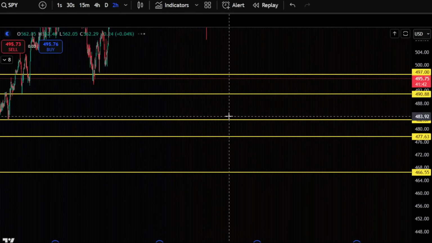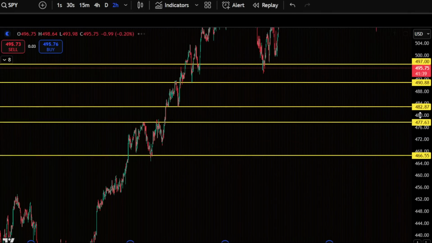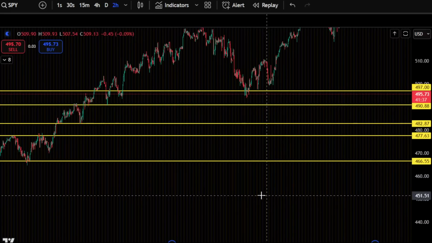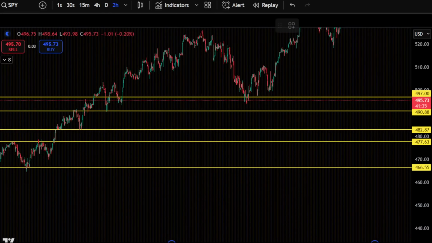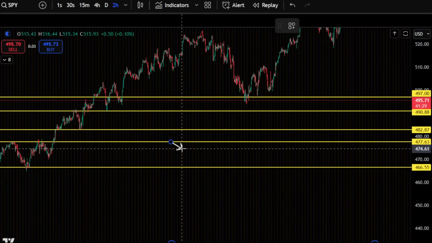We go back to the 2-hour time frame, and we do it all over again. Okay, we do it all over again. This is easy money, right? And so we do it all over again, and now we're looking for a break and retest of 477.